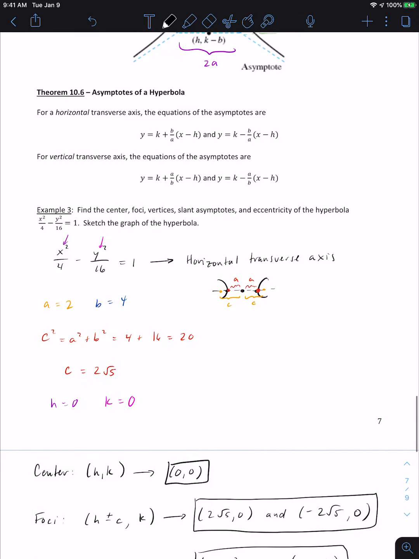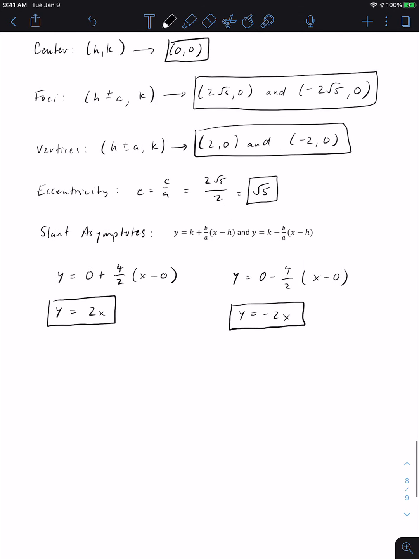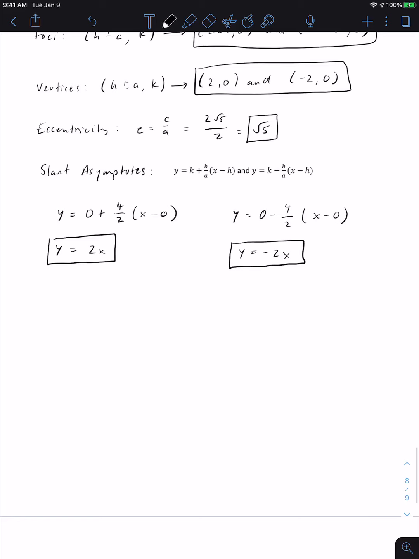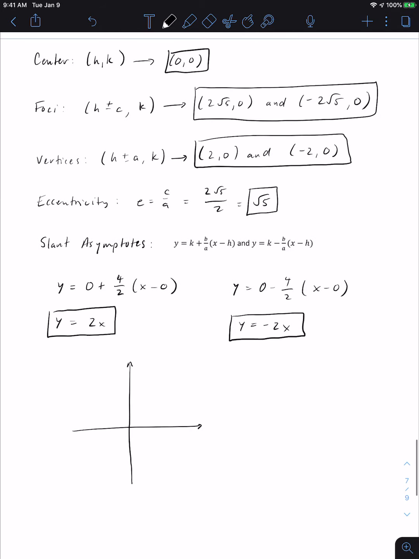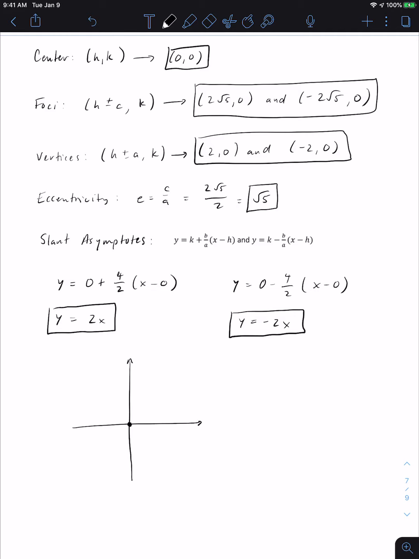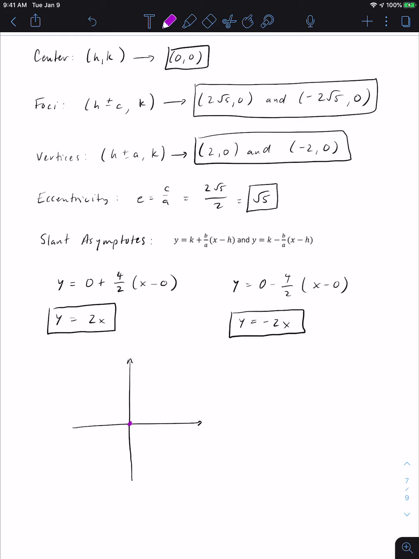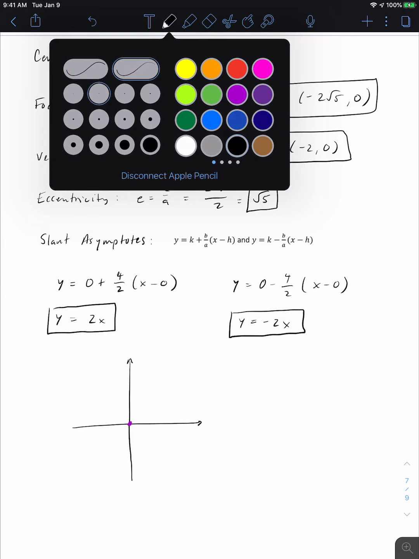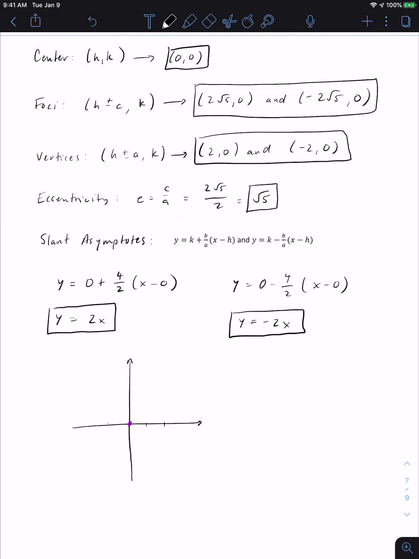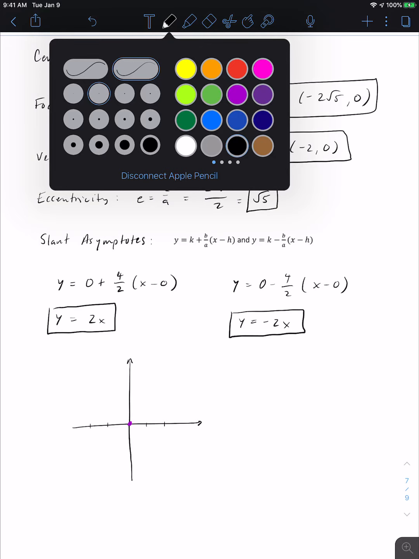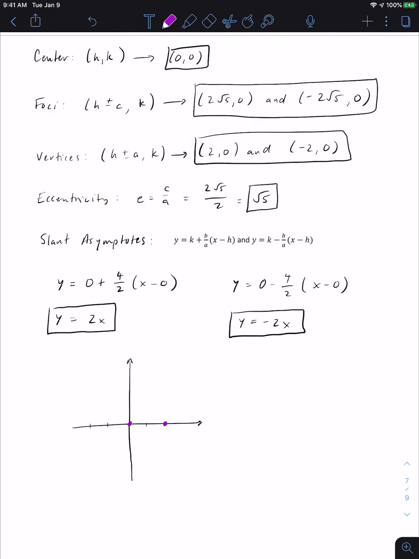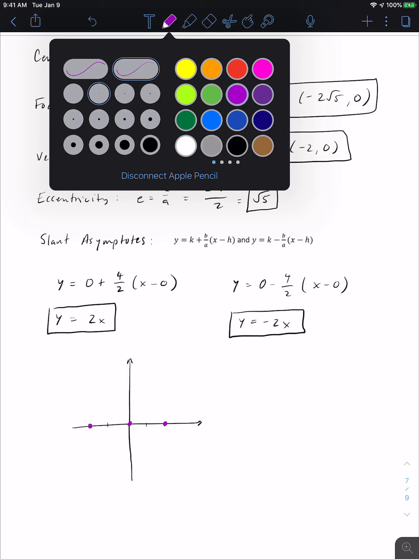And then the final thing we wanted to do was sketch the graph. And again, sketching the graph, we can use all the pieces we have here. So I know it's going to be centered at the origin. I know my center is at 0, 0, like we said. So let's do a different color here. And then my vertices are at 2, 0, and negative 2, 0. So 1, 2, 1, 2. So that's where my vertices are.